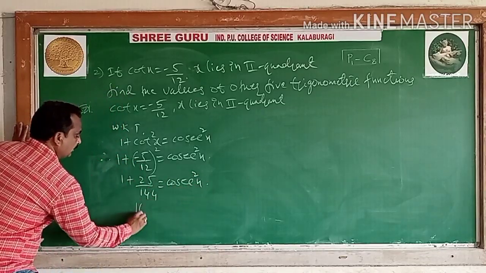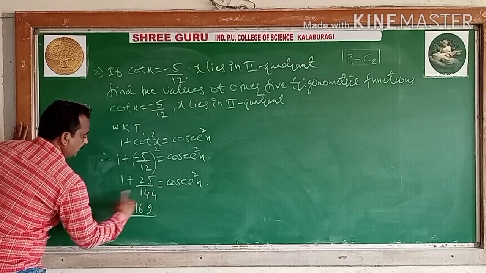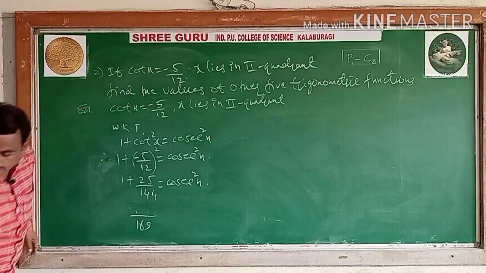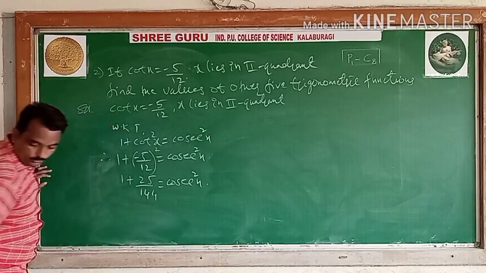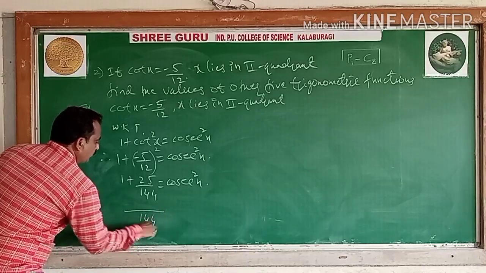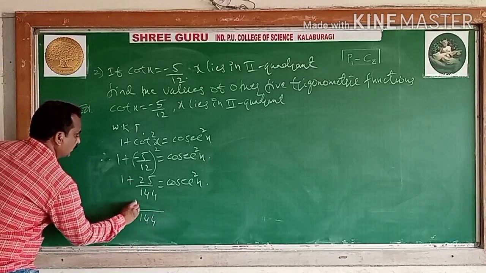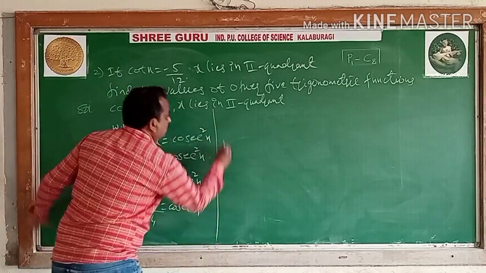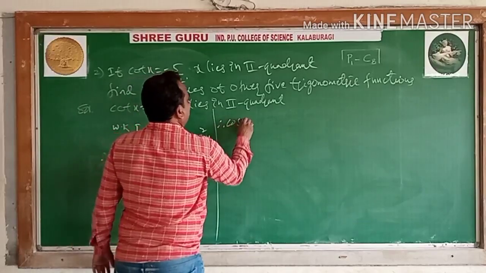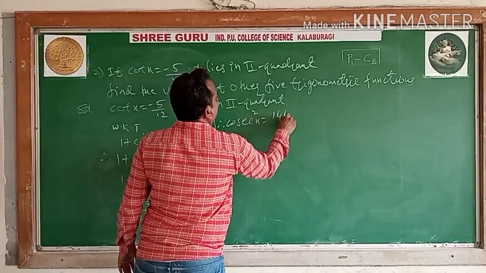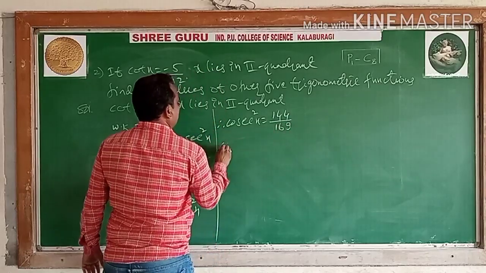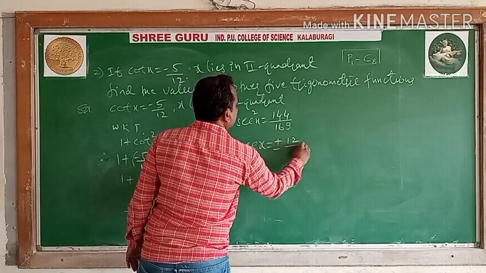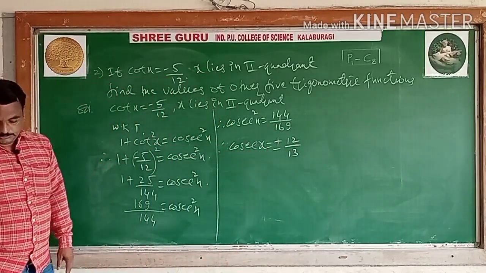You may take the LCM, which is 144. After taking LCM, 144 plus 25, 169, is equal to cosecant square of x. Therefore, cosecant square of x is equal to 169 by 144. It is a perfect square of 13 by 12, so plus or minus 13 by 12.